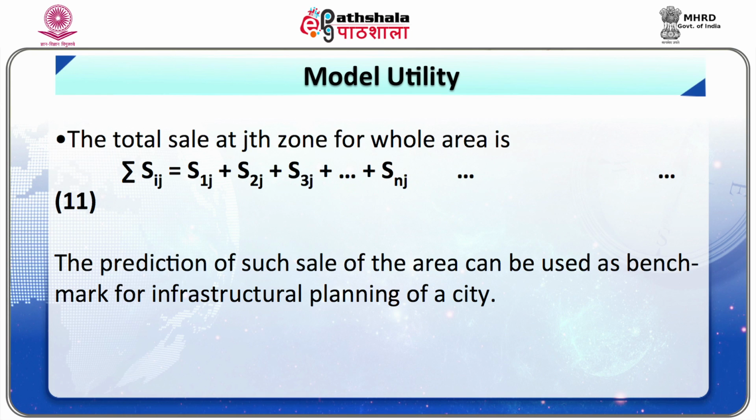Now C, the total sale at jth zone for the whole area is summation Sij is equal to S1j plus S2j plus S3j plus Snj. This is equation 11. The prediction of such sale of the area can be used as a benchmark for infrastructural planning of a city.